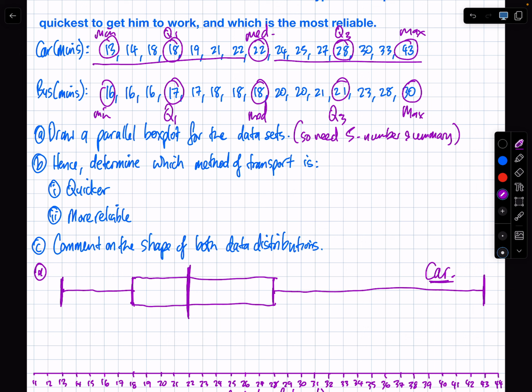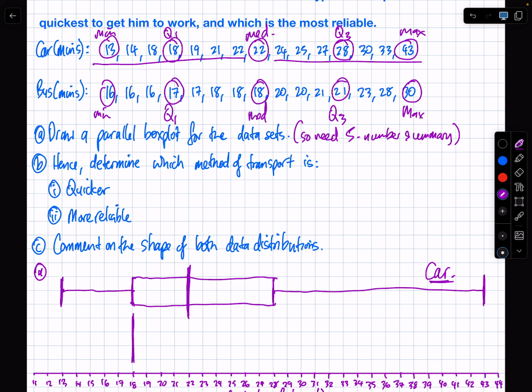Where's the median of the bus? We've got it at 18. So the long line for buses is here. In this situation of travel time, what do I want? What is better in travel time? Short or long? Really? Long? I want to get to work in a long time? Short. So the lower end is more preferable in this situation.